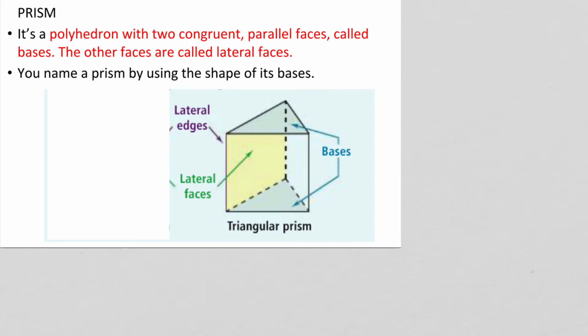All right, so let's talk about what a prism is. It's a polyhedron with two congruent parallel faces called bases, and the other faces are called lateral faces. So it has the same base at the top and the bottom. This picture here is a triangular prism, and you name it by the base. If it was a different base, a pentagon, it'd be a pentagonal prism. And all the ones that are meeting and joining it, going around this part here, are called lateral faces.